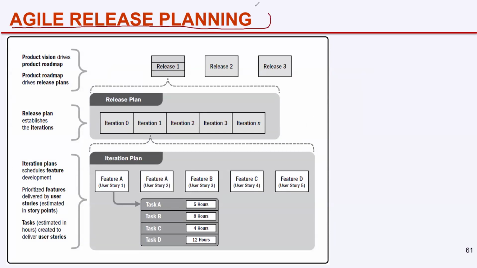One of the main differences between a predictive project and an agile project is that in a predictive project, the focus is on the project, like project requirements, project scope statement, work breakdown structure. Project is about the work. But in agile, the main focus is on the product.